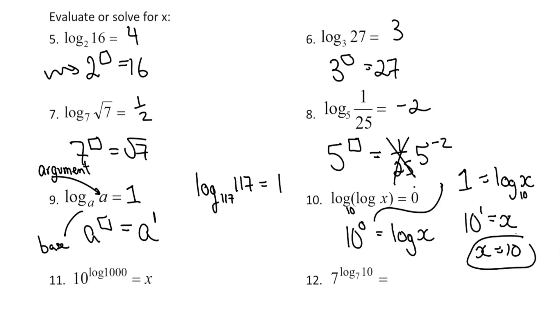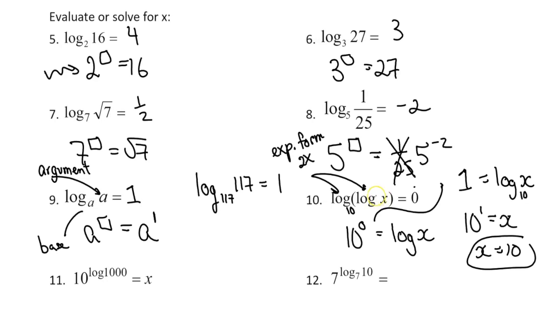You might need to replay that a little bit just to see how that worked again. Basically, if you have a log of a log, you're going to have to put it into exponential form 2 times. And if you had a log of a log of a log, you'd have to put it into exponential form 3 times.